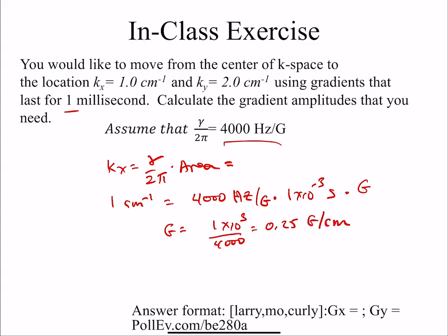And then ky is twice as far out, so given the same amount of time, we just need twice the gradient. So gy equals 0.5 Gauss per centimeter. Any questions on that?